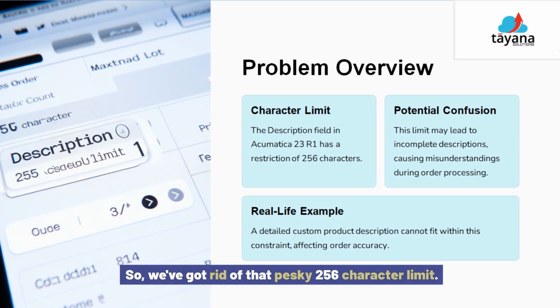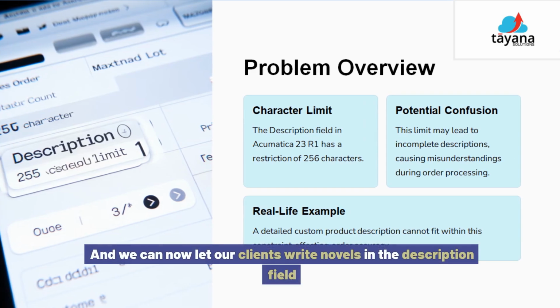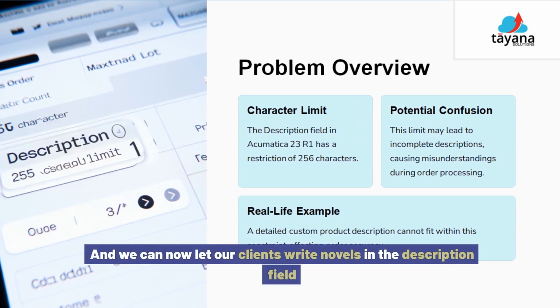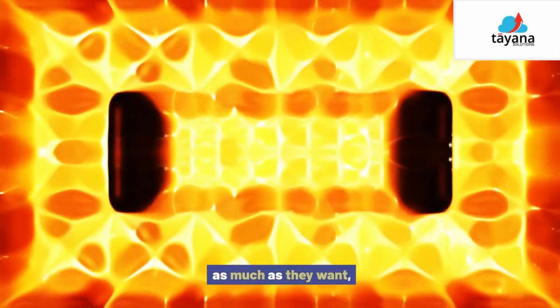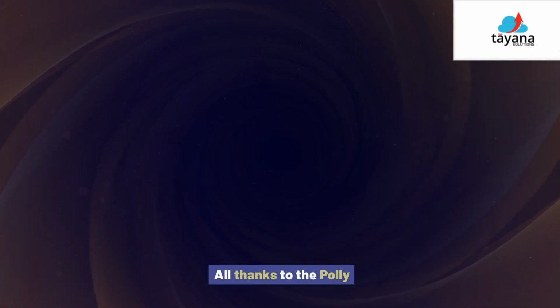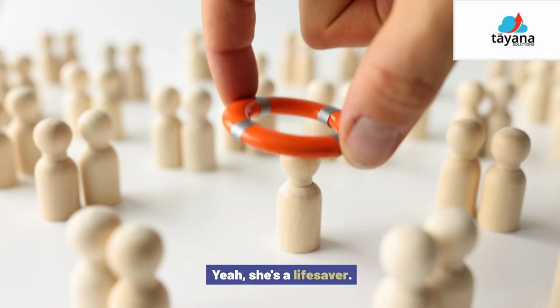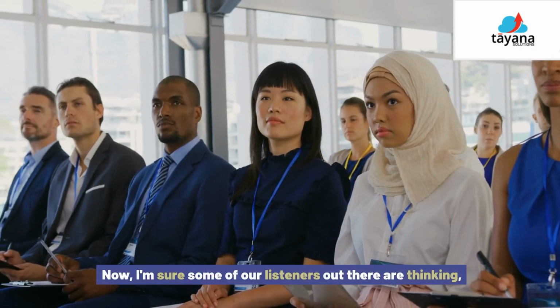So we've gotten rid of that pesky 256 character limit. We can now let our clients write novels in the description field as much as they want, if they need to. That's right. And all thanks to Dipali and this really cool trick that she's got. Yeah, she's a lifesaver.